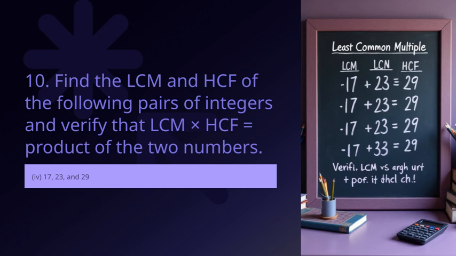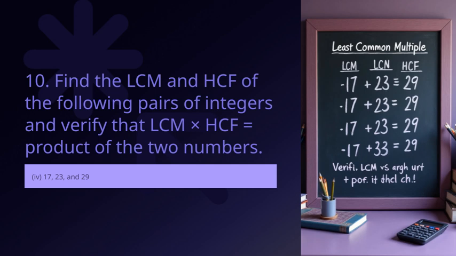Since these are prime, their HCF will often be 1 unless they are the same number. The LCM, or least common multiple, is the smallest number that is a multiple of both numbers. For prime pairs, the LCM is usually the product of the two, unless they are the same prime number.